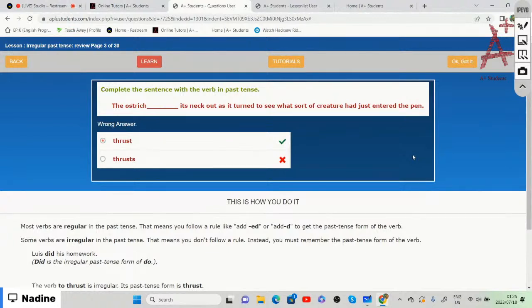Whenever you get a test question incorrect, it doesn't necessarily mean that it is incorrect. Sometimes the questions are quite tricky, especially if you look at the words thrust and thrusts. It is similar, right?